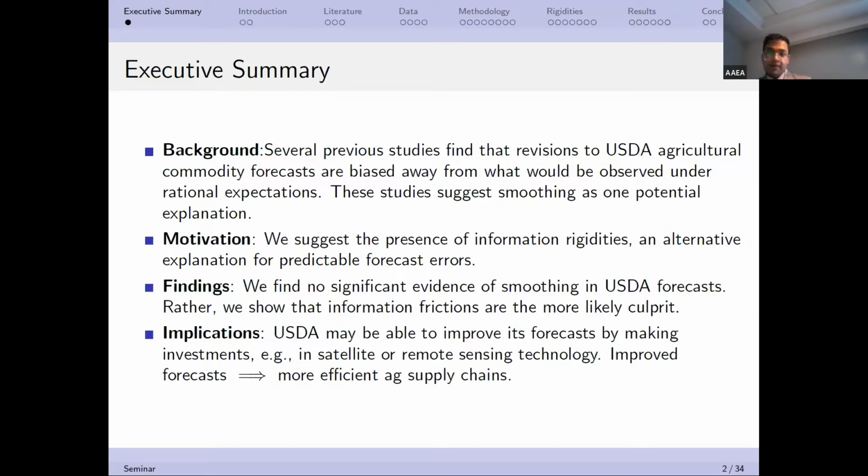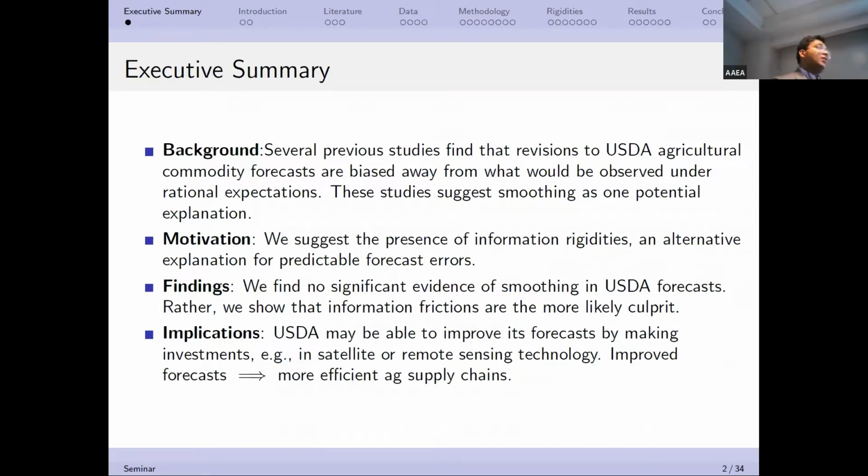towards the end. So it could be because of reputational purposes, or it could be because they don't want to send unexpected signals to the market, because if they show a very large revision, that might create a lot of surprise in the market. And as a result, there might be a lot of volatility in the futures markets. So it could be because of different reasons.